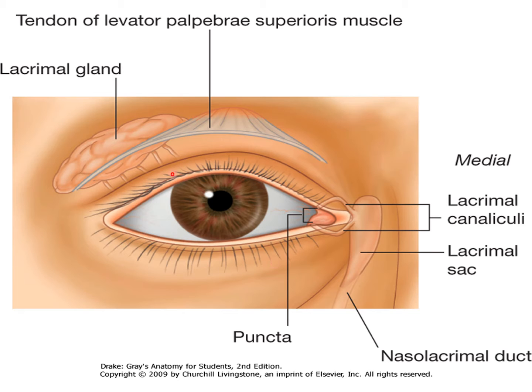So here you can see this gross section of the eye. A normal eye, medially there is a lacrimal gland. This one is the tendon of the levator palpebrae superioris muscle. This one is the lacrimal canaliculi, lacrimal sac, and nasolacrimal duct. This one is the puncta, pupil, iris, sclera, upper eyelid and lower eyelid.